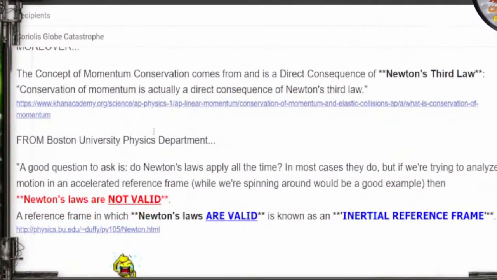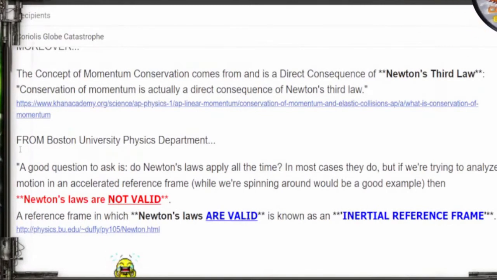Moreover, from Khan Academy, the concept of momentum conservation comes from and is a direct consequence of Newton's third law. Khan Academy backs me up. Conservation of momentum is actually a direct consequence of Newton's third law. Now, everyone knows this, right? Watch this epic train wreck of a disaster.